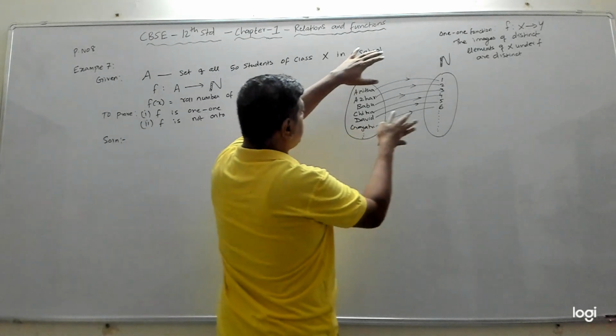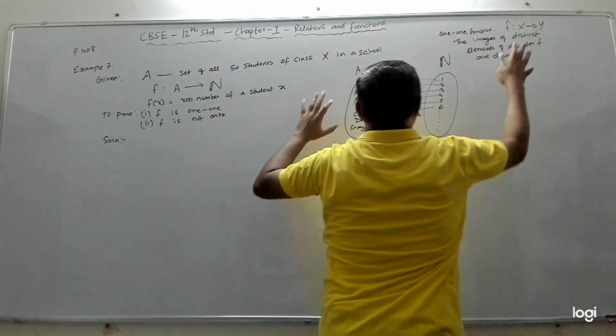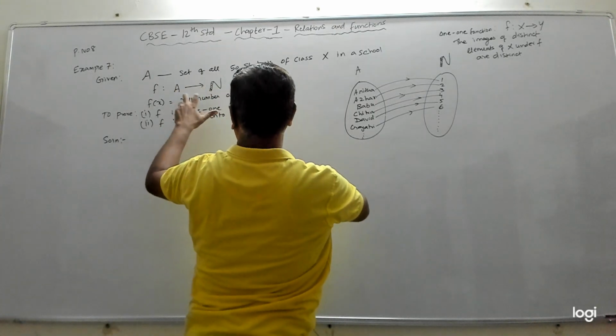So this is your x set, this is your y set. Generally this is from x to y. So here it is from A to N. A is the domain, N is the codomain.